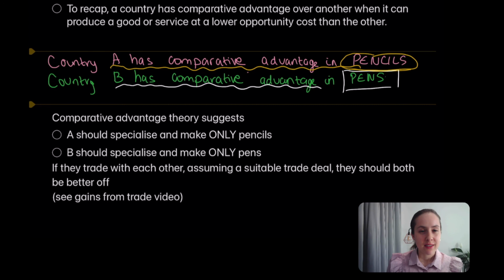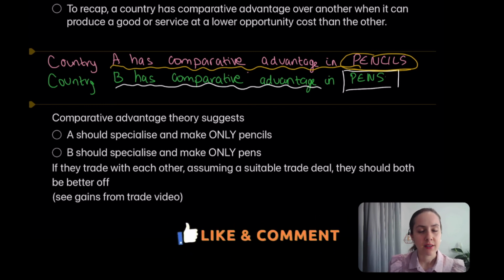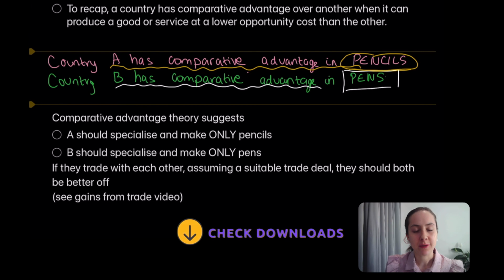But if you're interested, take a look at the next video where I will show you that they will be better off if they trade and specialize in their comparative advantage. And I'll show you what the graphs will look like at the end, so you can see that the PPF really does shift out. So that's it for this video. Click on the next video to look at how that trade deal happens and how it actually makes them better off.